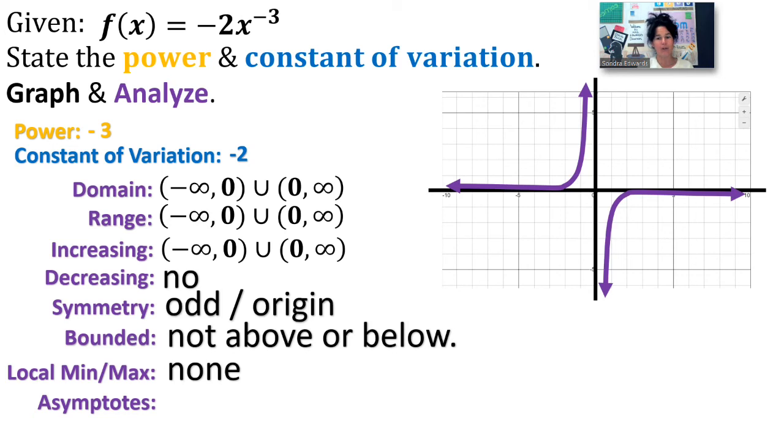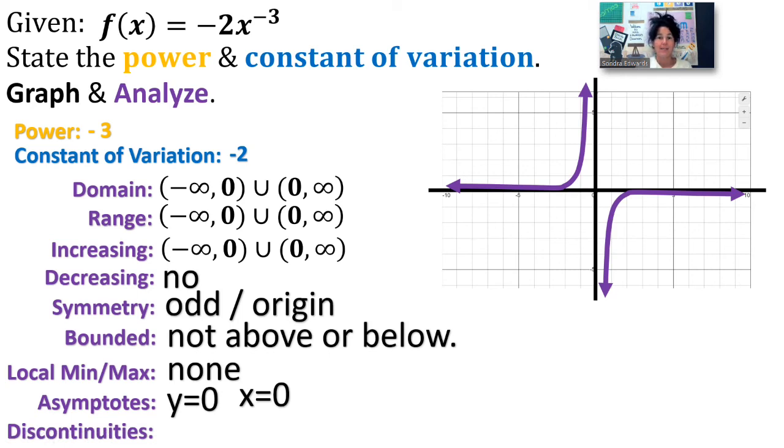Asymptotes. Oh, we got a couple of those. y equals 0. That is the equation for the x-axis. All right, so y equals 0 is our x-axis. That's definitely an asymptote. And then also x equals 0. The y-axis, the equation of the y-axis is x equals 0.